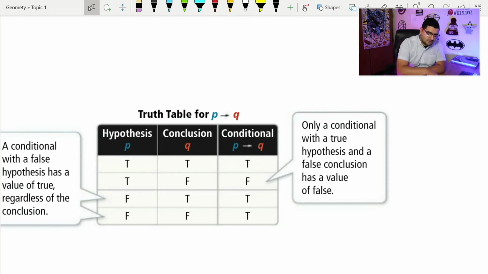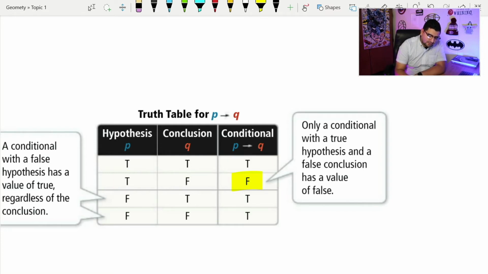So here we can see that if I have a true hypothesis and a true conclusion, then that'll lead me to a true conditional. All right? Now, if I have a true hypothesis but a false conclusion, then I have a false conditional. And this is actually the only case in which you will get a false conditional. If I have a true hypothesis and a false conclusion, that will lead me to a false conditional.